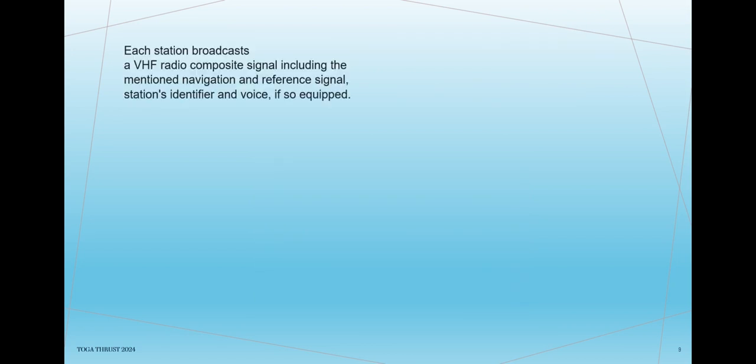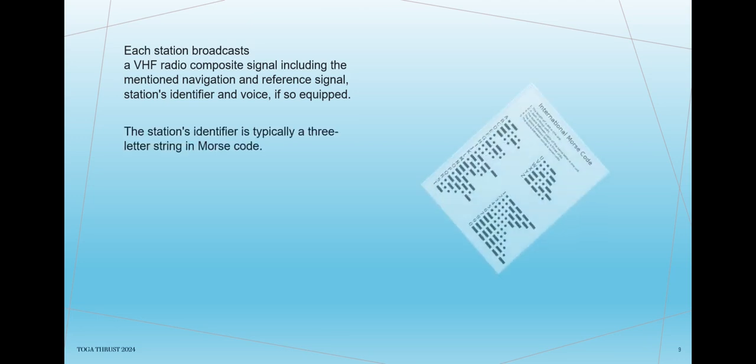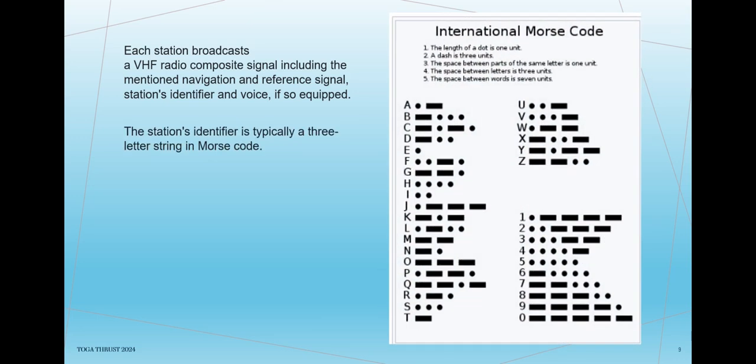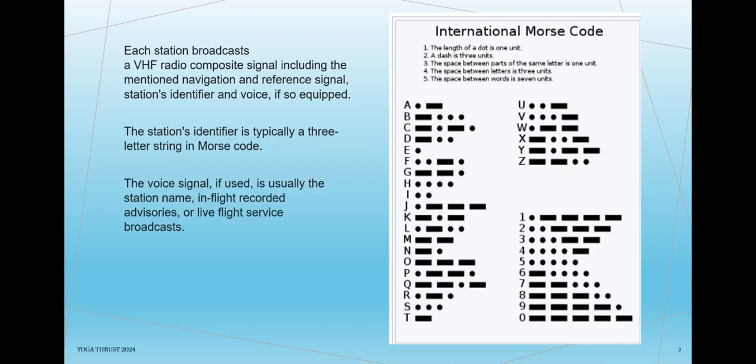Each station broadcasts a VHF radio composite signal, including the mentioned navigation and reference signal, station's identifier, and voice, if so equipped. The station's identifier is typically a 3-letter string in Morse code. The voice signal, if used, carries the station name, in-flight recorded advisories, or live flight service broadcasts.